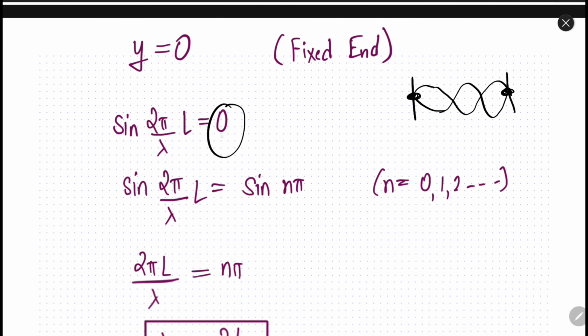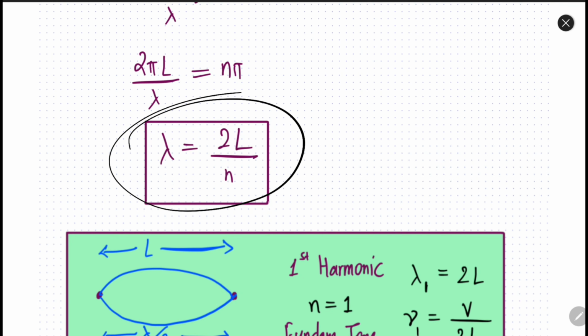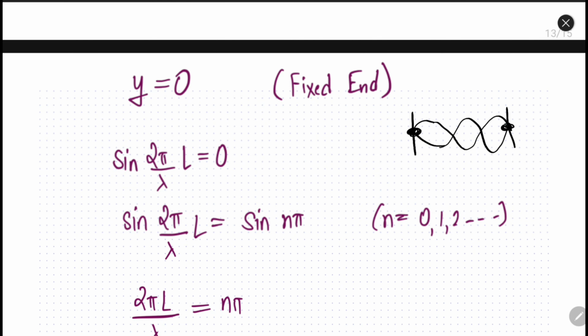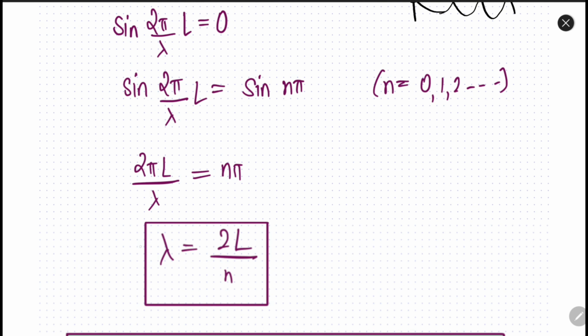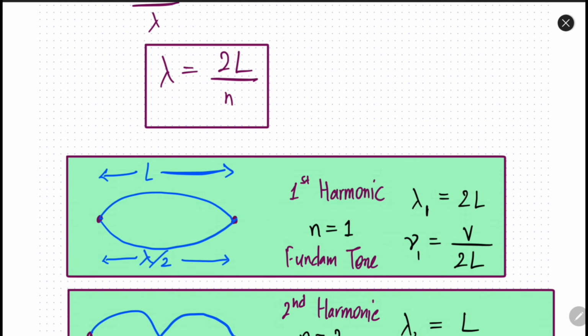Okay, if this is the case, then sine, that is amplitude, will be 0. Sine is 0 when the argument is n pi, so it will give us lambda equal to 2L by n. So when both the ends are fixed, the wavelength of the wave formed will be 2L by n, where n can be 1, 2, 3, etc.